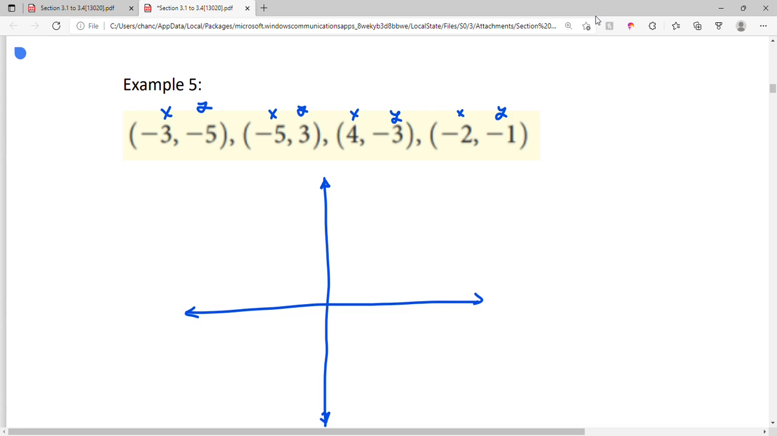For the first point, it's (negative 3, negative 5). Go to the left 3. 1, 2, 3. And go down 5. 1, 2, 3, 4, 5. That's our first point. Let's label it as (negative 3, negative 5). For the second point, (negative 5, 3). Left 5. 1, 2, 3, 4, 5. And up 3. 1, 2, 3.